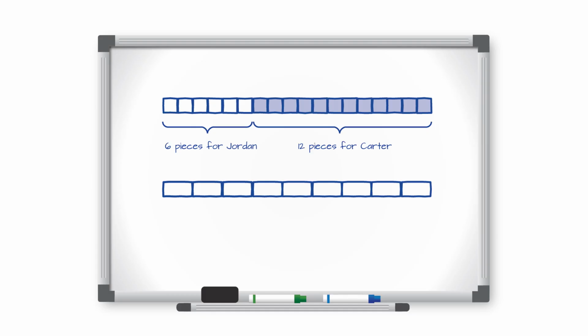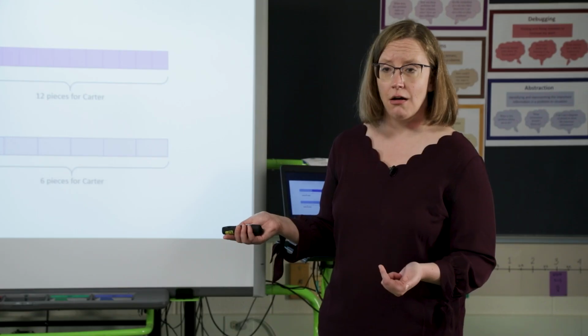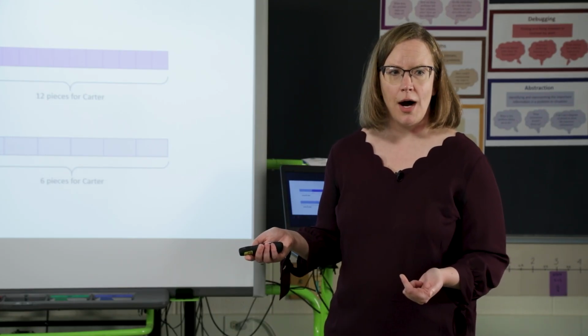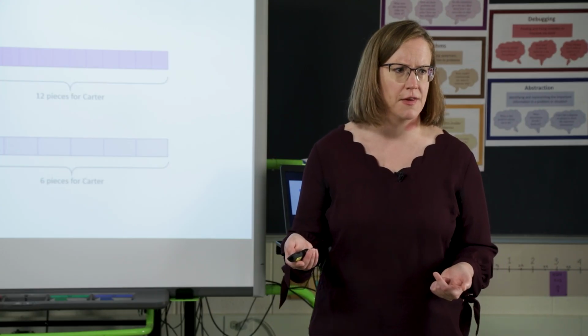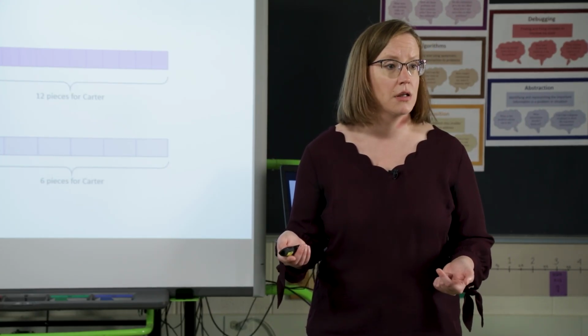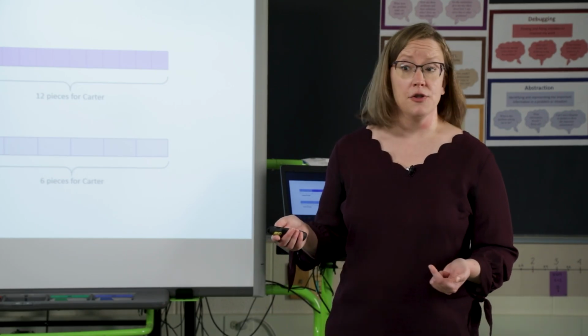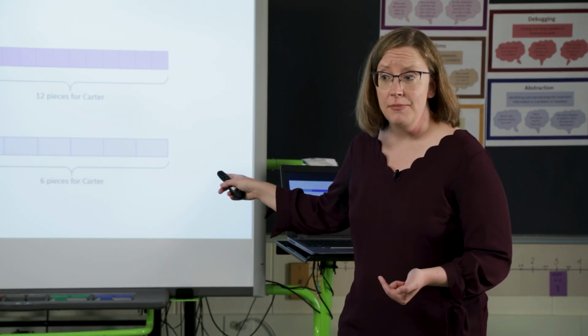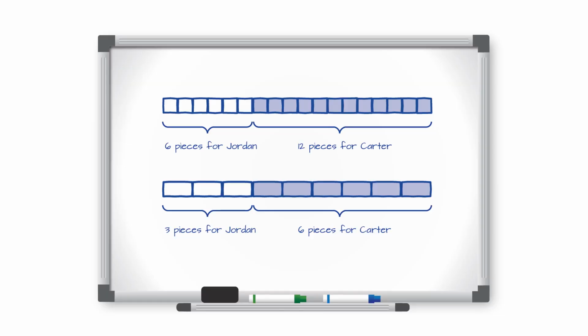Okay, I'm hearing Jordan would get 3 pieces and Carter would get 6 pieces. Why do you think that? I see. So the pieces, when there's only 9 pieces of the chocolate bar, they're bigger, so they're kind of worth 2 of the pieces when there's 18 pieces in the chocolate bar, right? So it makes sense that Jordan would get 3 and Carter would get 6 in this case because they get the same amount of chocolate that way.